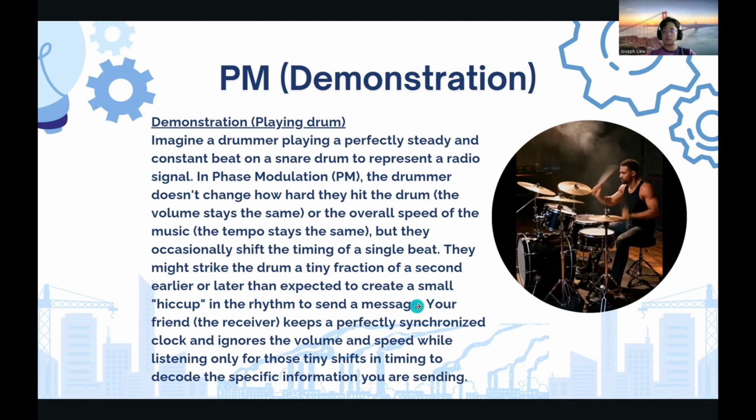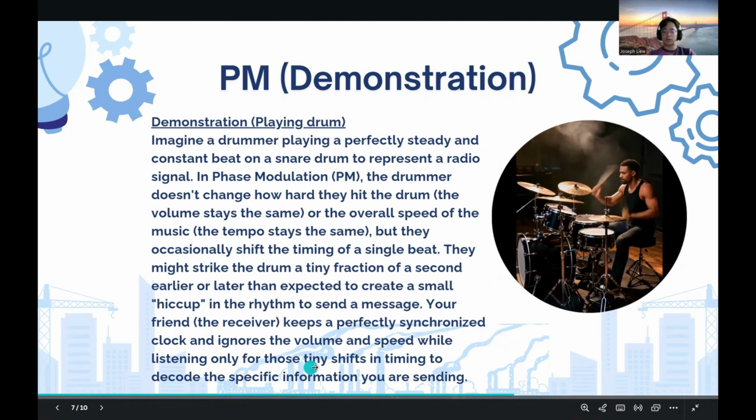to send the message. Let's take for example, the gap between each beat is 1 second, and now the fifth beat, I shift it half a second earlier. Like it should happen at 5 seconds, but now it happens at 4.5 seconds. So your friend keeps a perfectly synchronized clock and ignores the volume and speed, while listening only for those tiny shifts in timing to decode the specific information we are sending. So that's it for PM.